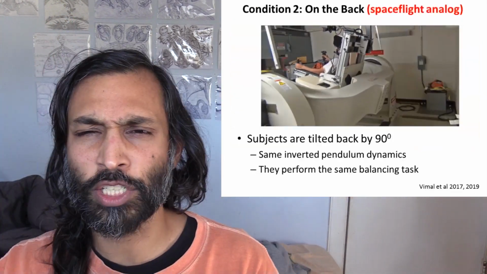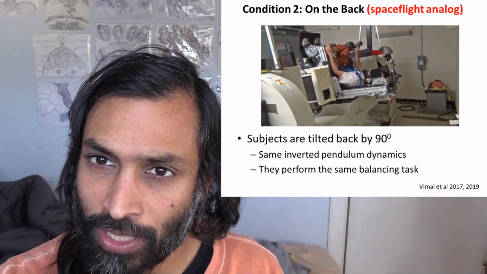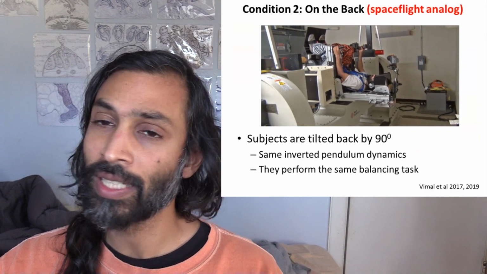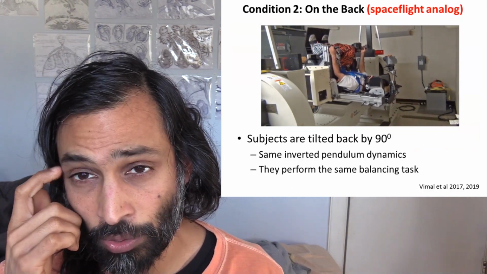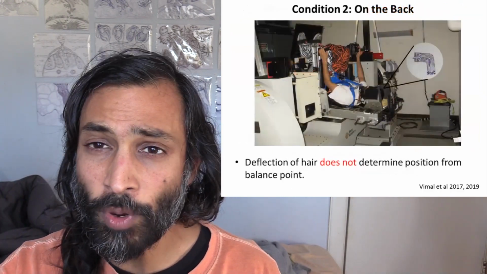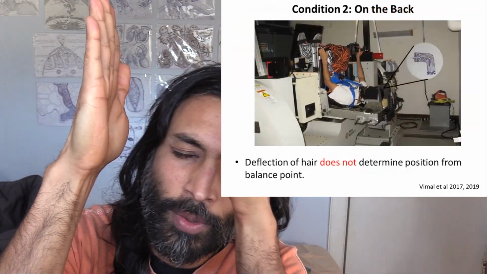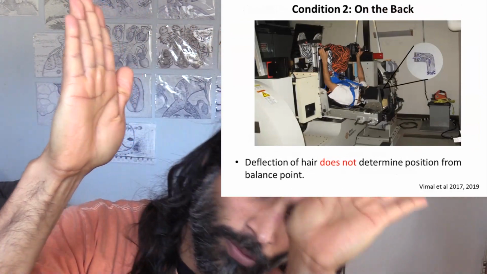Now, my second condition, I take people, I put them on their back. I call this the spaceflight analog condition. All the dynamics are the same. Same inverted pendulum dynamics, same task of trying to stabilize around that 0 degree point. Well, why is this a spaceflight condition? Well, if you remember, in the upright, the further away I got from the balance point, the more those hairs deflected. I could use gravitational cues to figure out where I am.